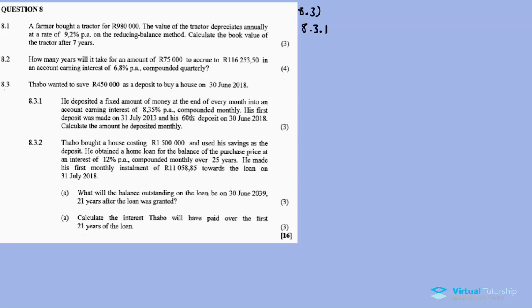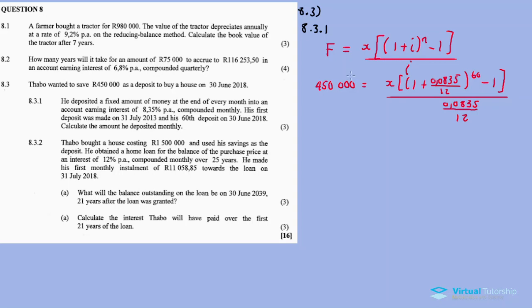for 60 times from 31st July 2013 to 30th June 2018. So it's a future value problem. So here, we use the future value formula again, and then I substitute the future value, which is 450,000. In other words, calculate x.